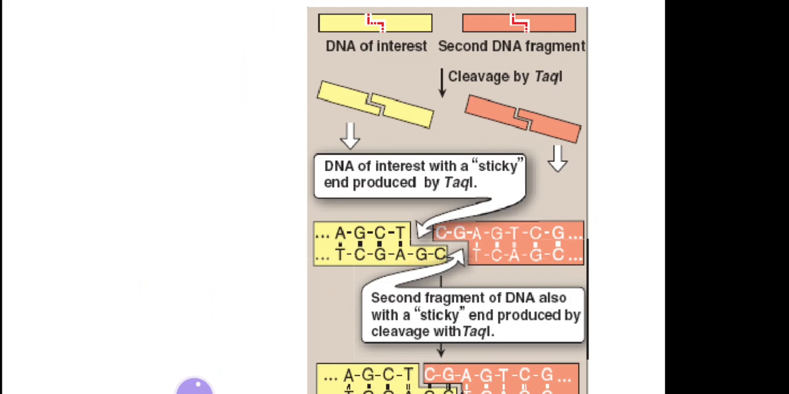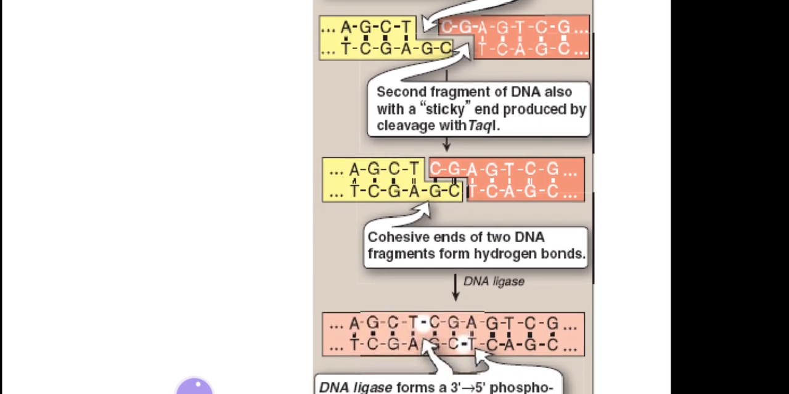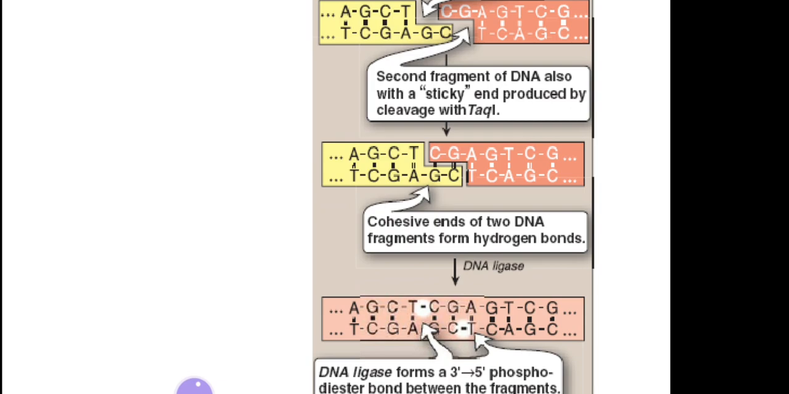DNA of interest with the sticky end, they are produced by the same enzymes, and the name of the enzyme is TAC1. Cohesive ends of the two DNA fragments form the hydrogen bonds. Here you are seeing that the yellow fragment and the orange fragment form the hydrogen bonds between CG in the upper strand and GC in the lower strand. They can stick easily as compared to the blunt ends.